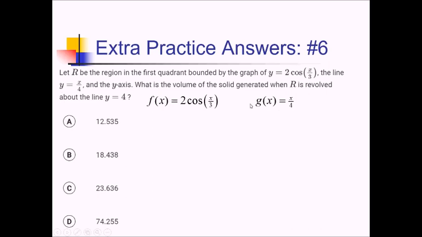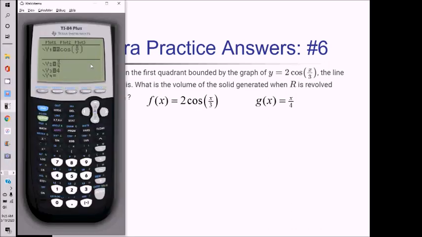Let me go ahead and graph all this out along with my axis of revolution here on the calculator. So to graph all these, I'm going to go to my y equals. I'm putting the f function in y1, g goes in y2, and my axis of revolution, y equals 4, that's my y3. No idea what my window should be, so let me just do zoom 6 and hope for the best. So there's my cosine function. And next up is my line, the g function. And then there's my axis of revolution.